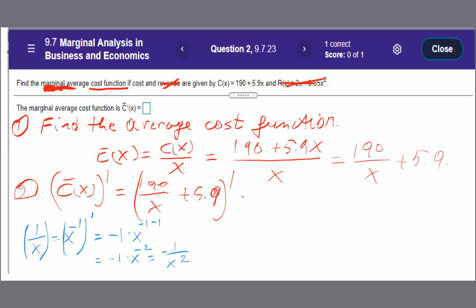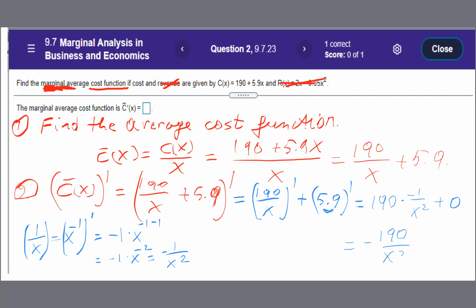So we'll go back to our derivative of the average cost function, and that will be the derivative of 190 over x plus the derivative of 5.9. The derivative of the first term is 190, which is a constant, times the derivative of 1 over x, which we found to be -1 over x squared, plus the derivative of the second term. This is a constant, and the derivative of a constant is 0. So we simplify this to -190 over x squared.